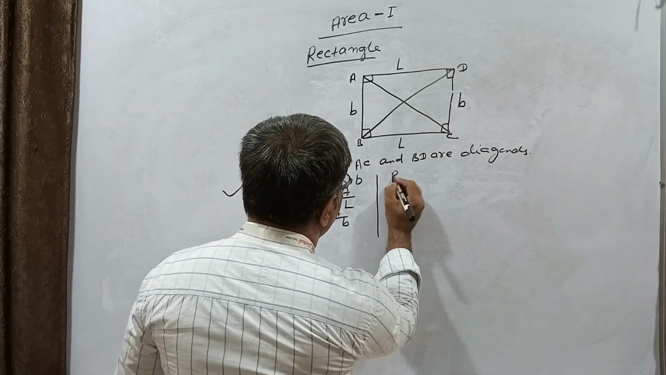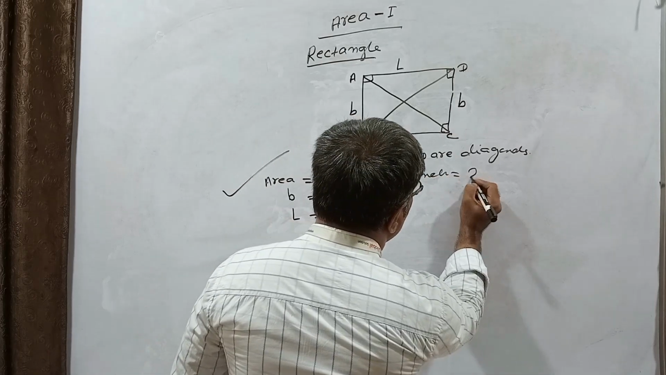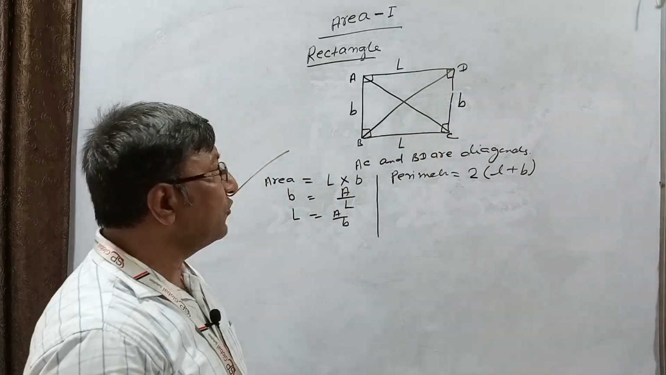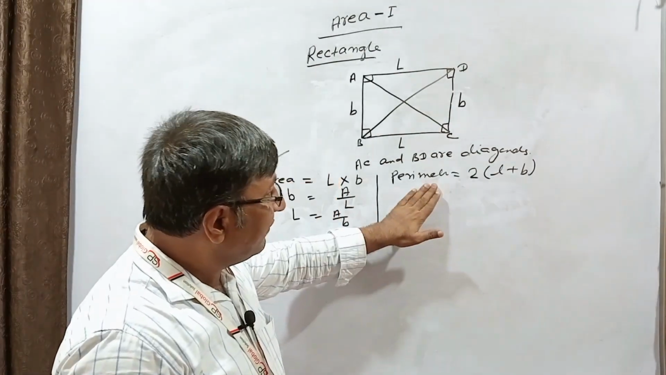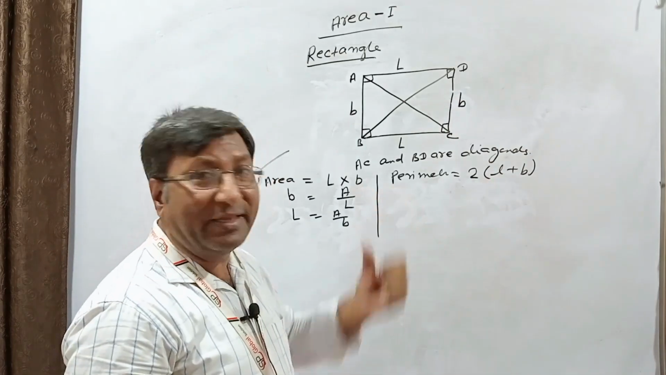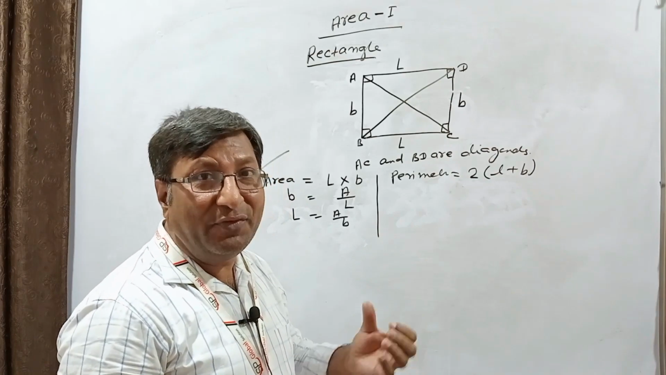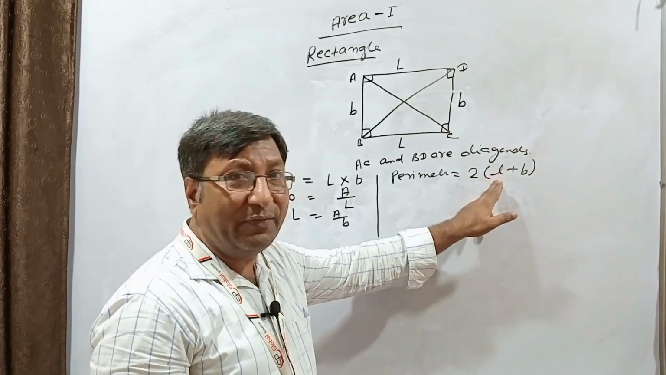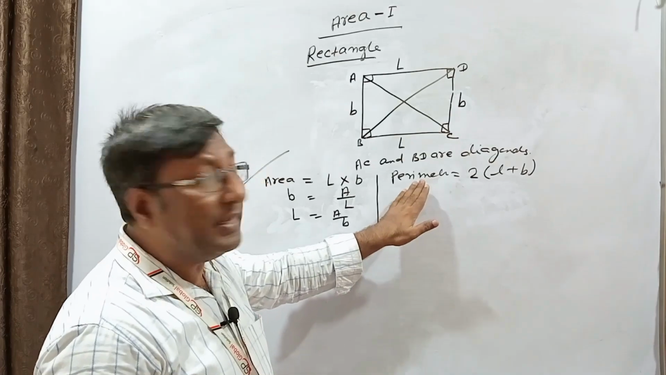That is perimeter. So perimeter of rectangle is 2 into (length plus breadth). Here perimeter, length and breadth, three terms are there. If two terms are given, we can very easily find the third term, which is unknown. Suppose length of the rectangle is given and breadth of the rectangle is given, we can very easily find perimeter.